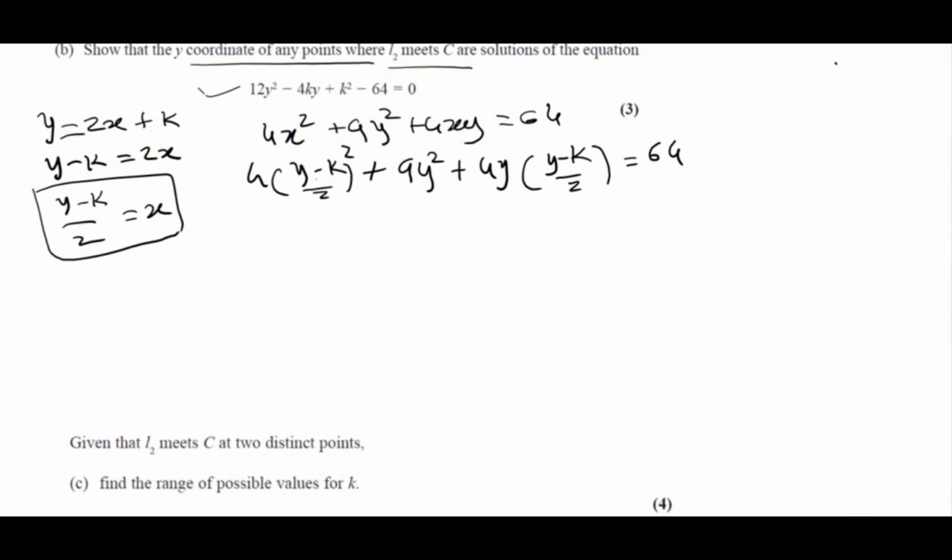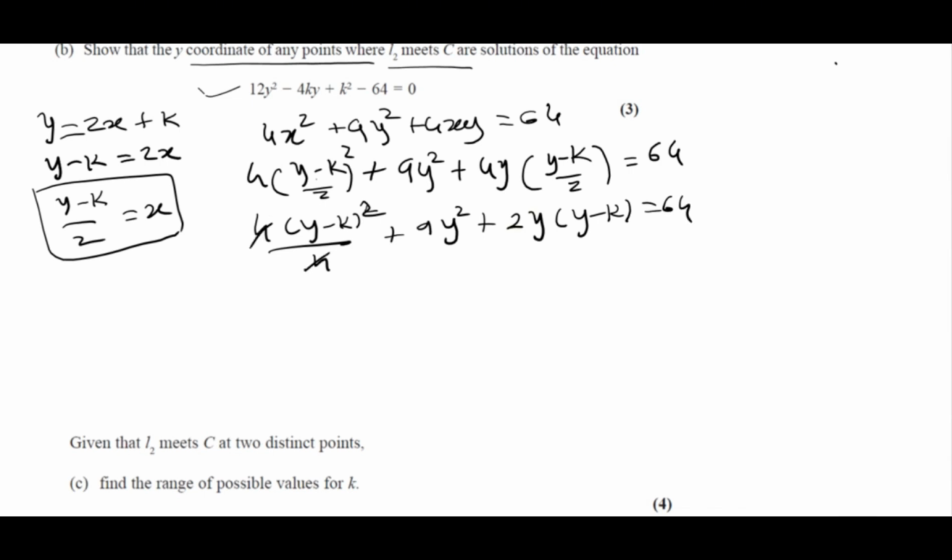So simplify: 4(y minus k) squared over 2 squared, which is 4, plus 9y squared plus 4y squared. Okay, before doing this one, what we can do is divide 4 by 2. That will leave only 2y(y minus k) is equal to 64. That makes our simplification easy.